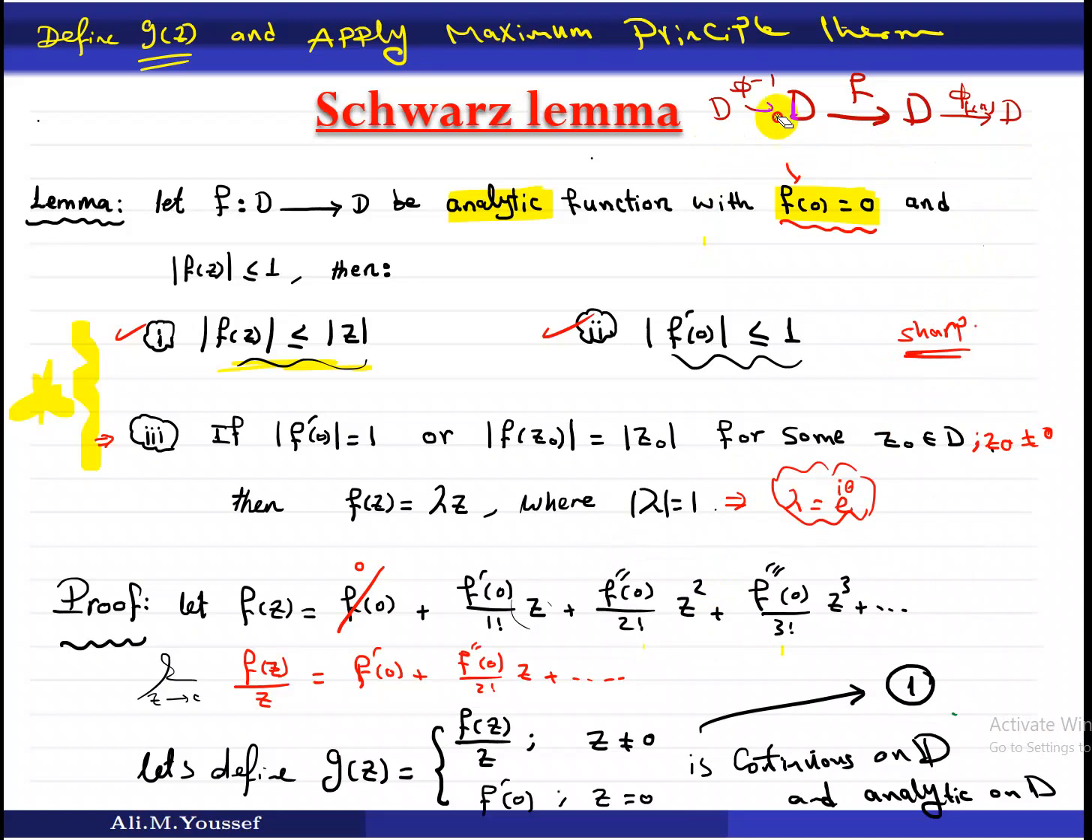I have to end this video and start another one. So in the next video we'll talk about the second idea, if we ignore this assumption and define the Schwarz lemma, how can I prove it?